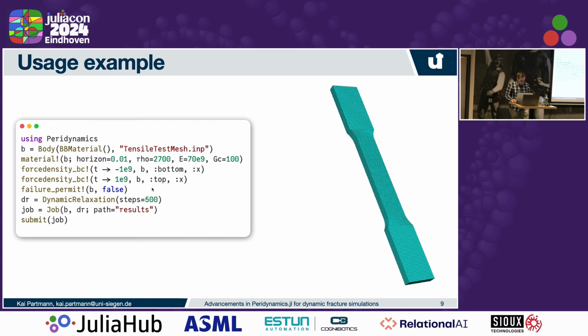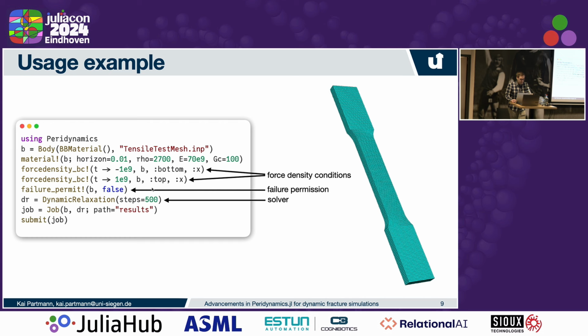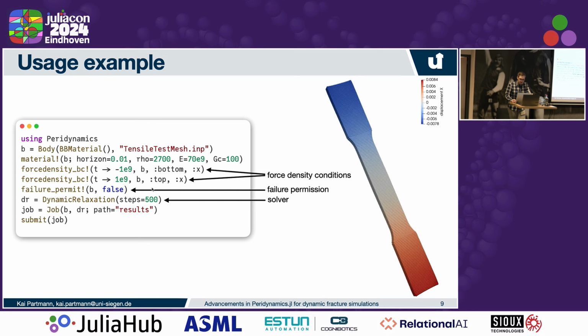This is a different setup, so basically the same point cloud, the same spatial discretization, but with different conditions. So we have here force density conditions. Basically, we apply a constant force at the top and the bottom, and we disallow failure, so failure should not occur in the model, and we use another solver. And if we look at the simulation here, you can see with just a few changes we obtained a quasi-static simulation, just the elongation of this specimen under load.